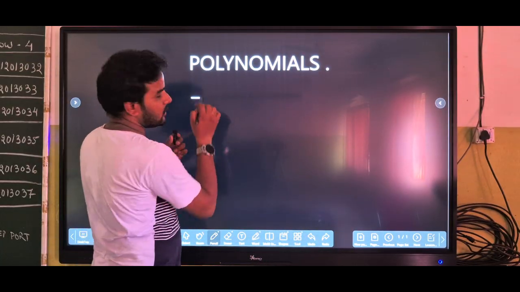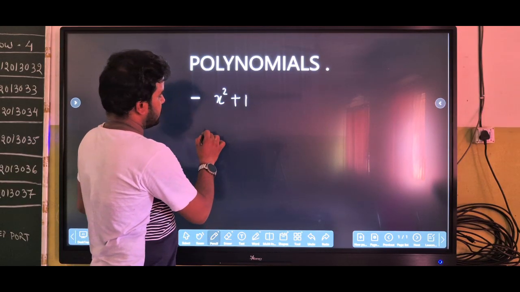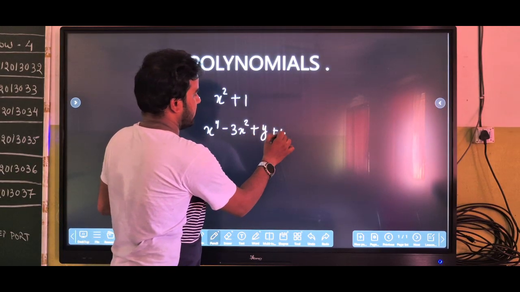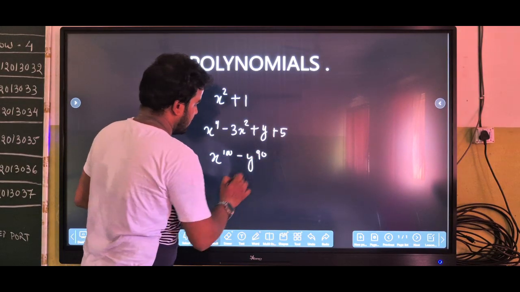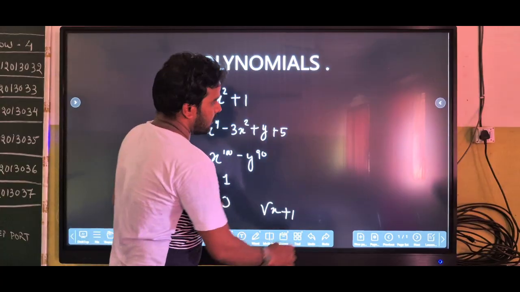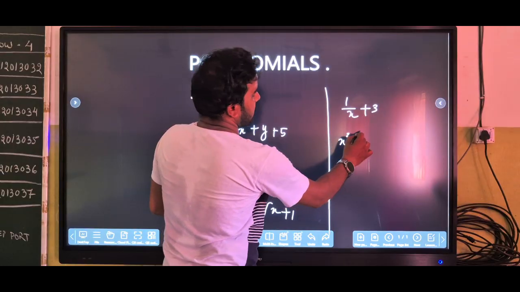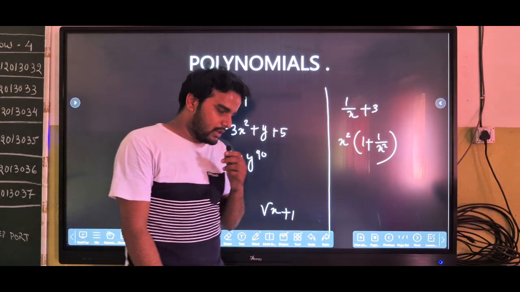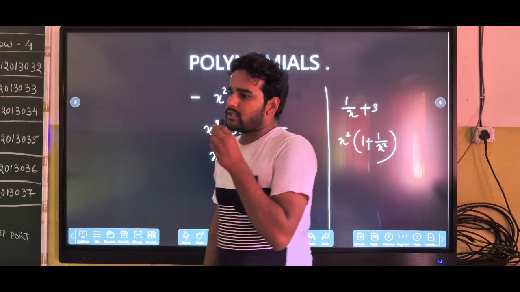Suppose I am writing some algebraic expressions: x square plus 1, next x to the power 4 minus 3x square plus y plus 5. Let it be x to the power 100 minus y to the power 90. Let it be 1. Let it be 0. Let it be root x plus 1, or I can say 1 by x plus 3, or x square into 1 plus 1 by x square. So dear students, you can observe these are certain types of algebraic expressions.